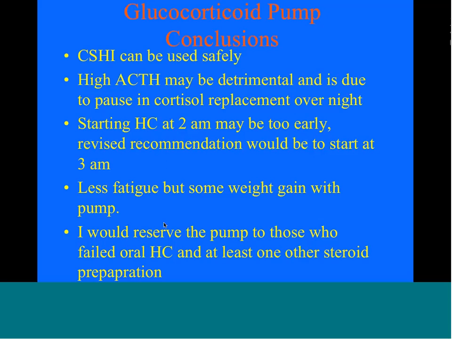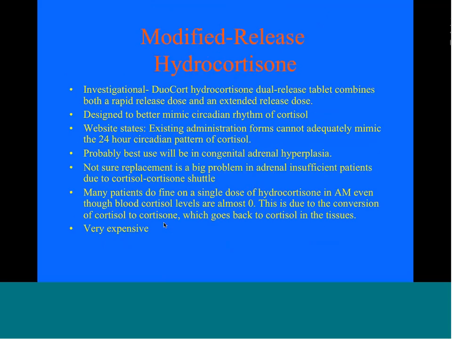There is an investigational drug called Duocort. It combines a rapid release dose and an extended release form. It can be given once a day with the idea that it better mimics the circadian rhythm. On their website about this, and in some papers published on this, they say the existing administration forms can't adequately mimic the circadian rhythm of cortisol. This is probably being used in congenital adrenal hyperplasia, but it may also be used in adrenal insufficiency patients. And I'm not sure that all the patients with adrenal insufficiency need this.